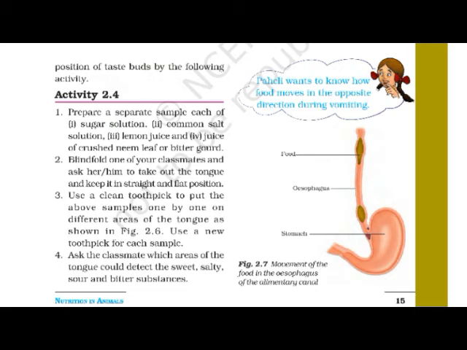Look at figure 2.2. The food pipe runs along the neck and the chest. See what is the location of the food pipe. The food pipe runs along the neck and the chest. You just focus on the diagram.